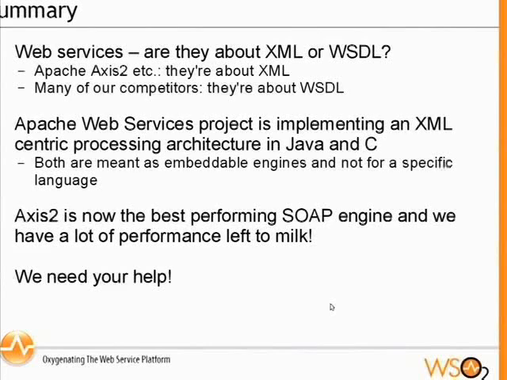So what we are implementing is a very XML-centric processing architecture in Java and C, with both meant to be plugged into all kinds of different languages. And we're certainly doing that, and we would welcome help in doing that for more languages. Right now, it's pretty much a faster SOAP engine, and there's a hell of a lot of performance left. We've only done a very little bit of tuning. We know so many different ways in which we can make it perform better, including with optimized parsers that are SOAP aware.